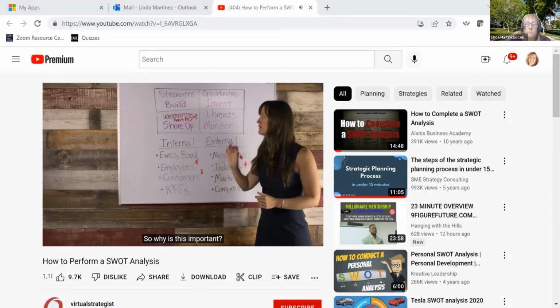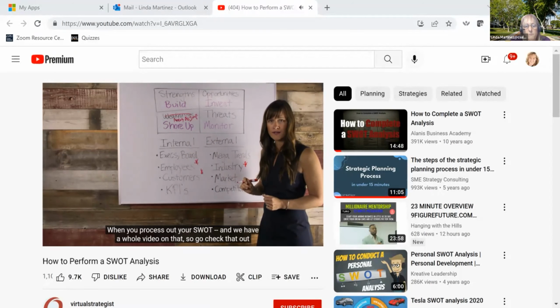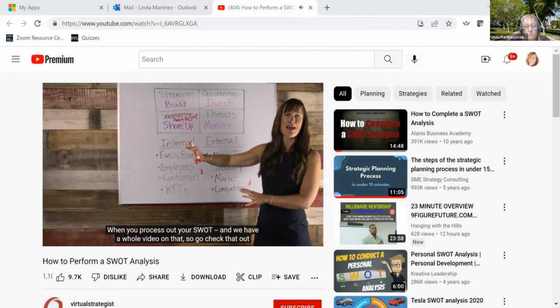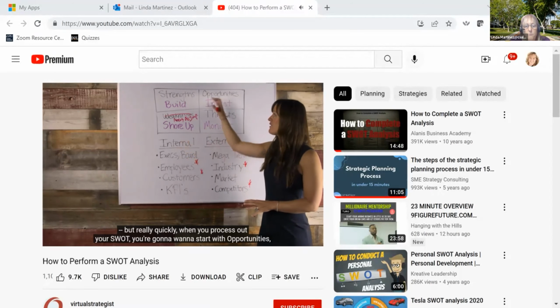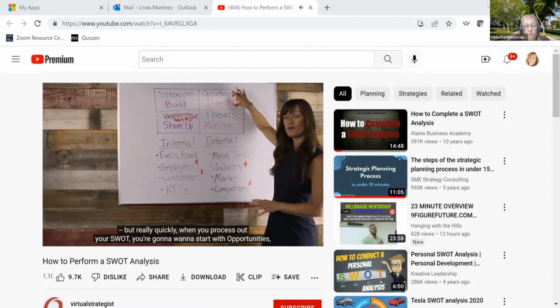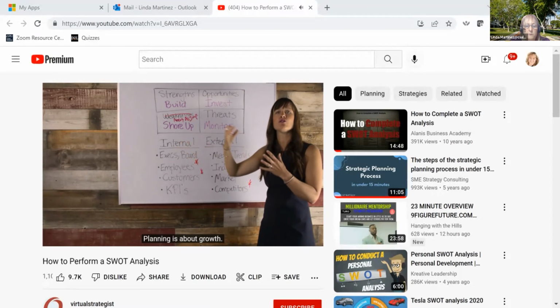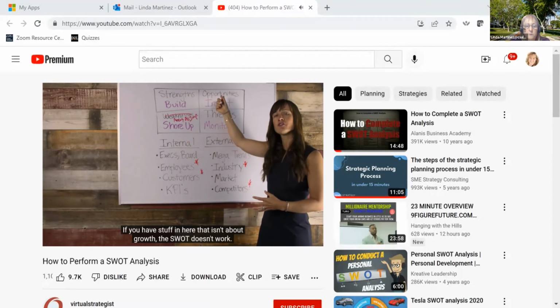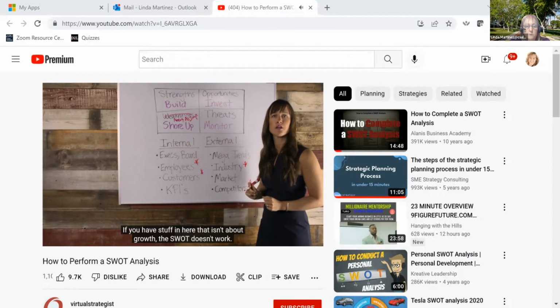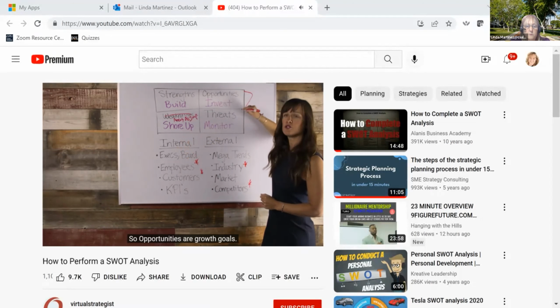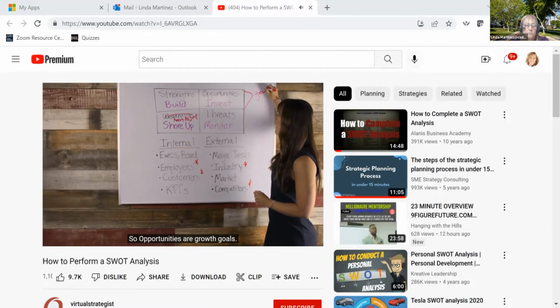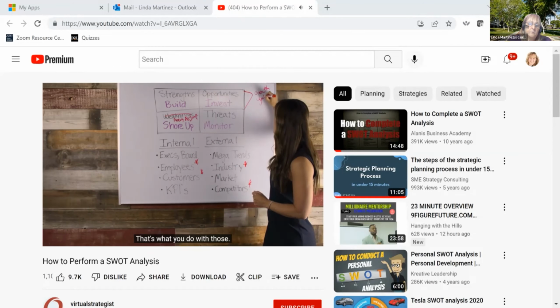So why is this important? When you process out your SWOT, and we have a whole video on that, so go check that out, but really quickly, when you process out your SWOT, you're going to want to start with opportunities, and this is your growth area. Planning is about growth. If you have stuff in here that isn't about growth, the SWOT doesn't work. So, opportunities are growth goals. That's what you do with those.